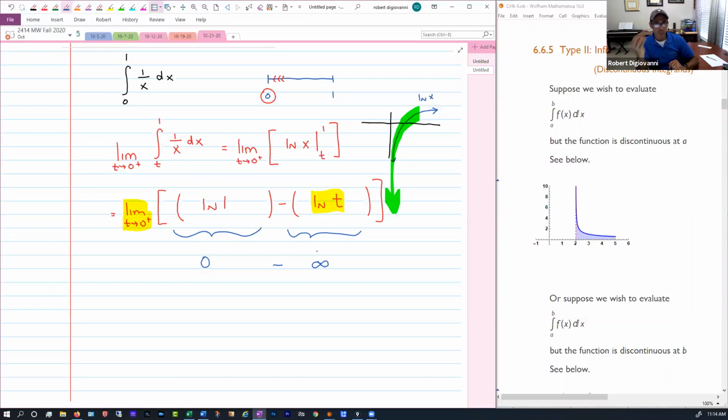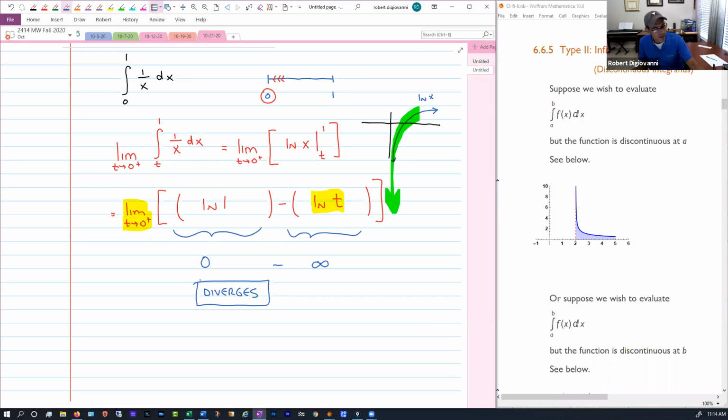Are we getting a numerical answer? No, we're getting infinity. So the limit doesn't exist, which means that it diverges. Everything is the same as type 1 in terms of what your answer is. If you get a number, then it converges to that number. If you get something other than a number like infinity or negative infinity, or if the limit doesn't exist, then you'd say it diverges. Okay?